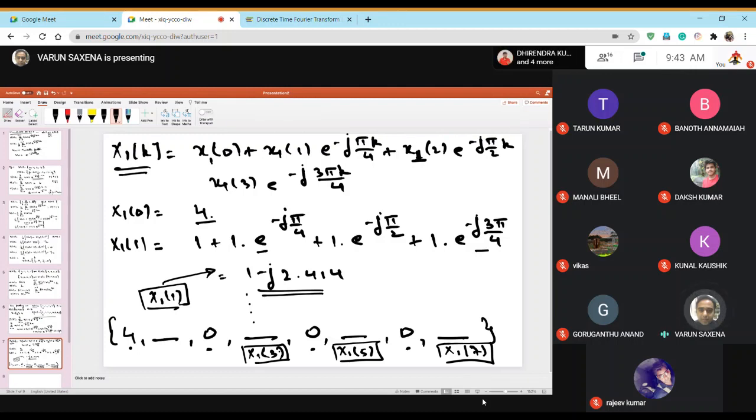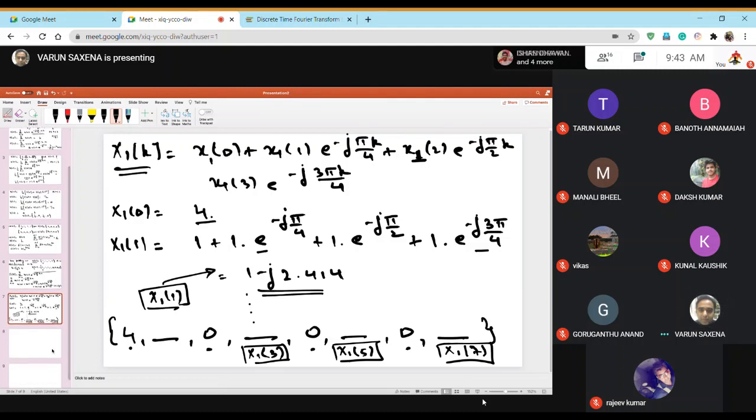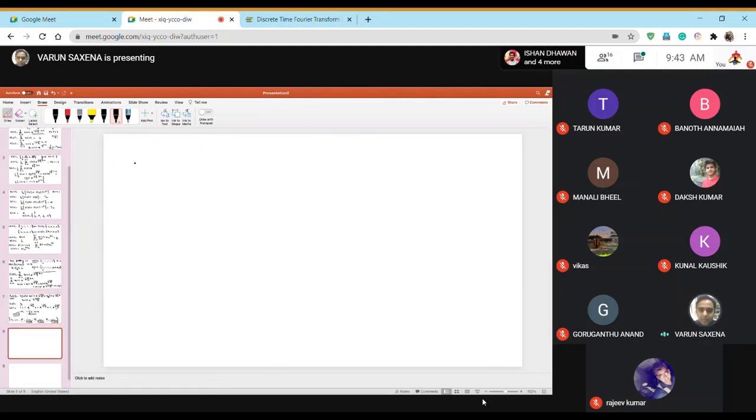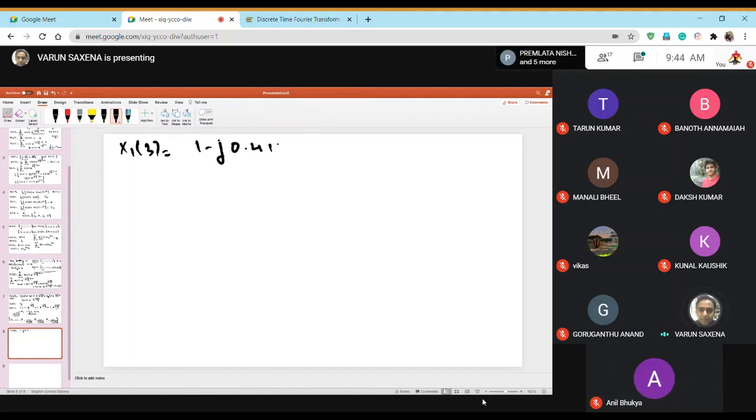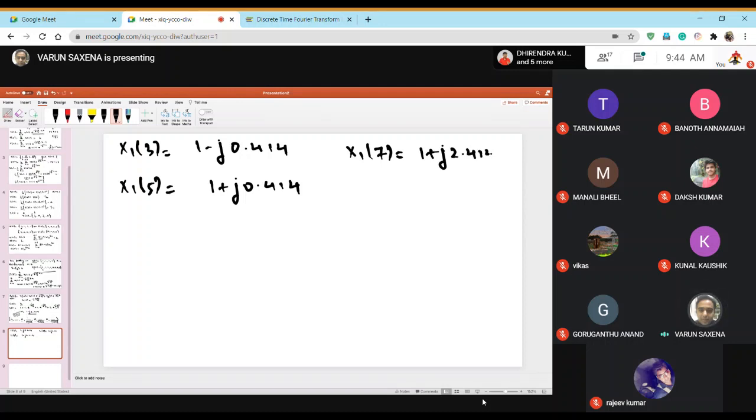So, just for consistency, let me give you these values. X13 will come out to be 1 minus j 0.414. X15 comes out to be 1 plus j 0.414, and X17 comes out to be 1 plus j 2.414. That is what it is. Okay, so that's it. This is how you will solve the problem.